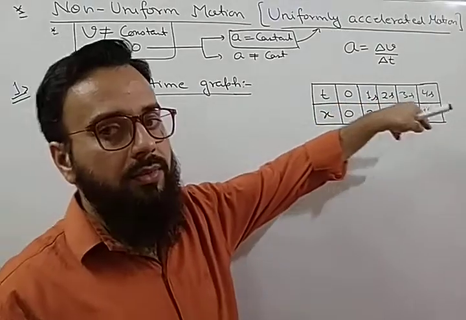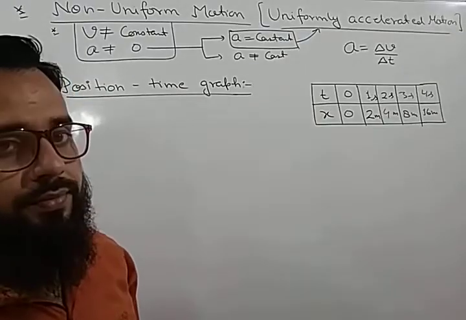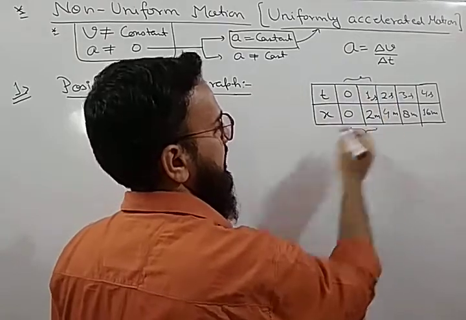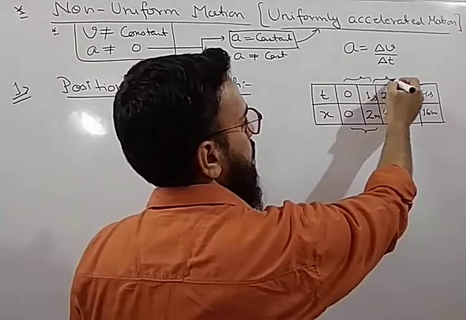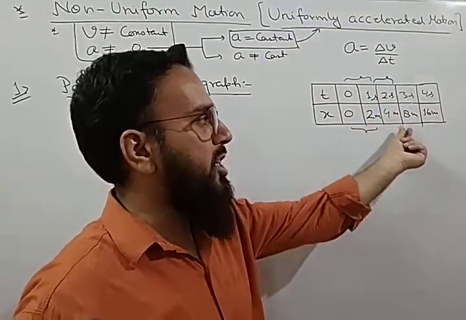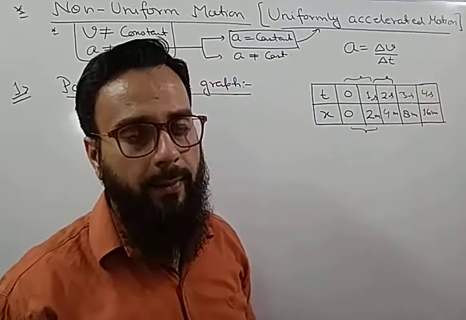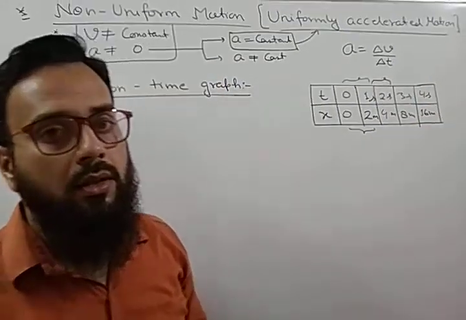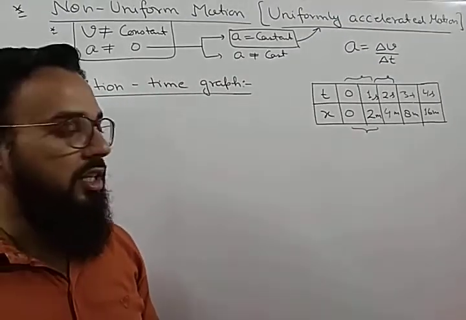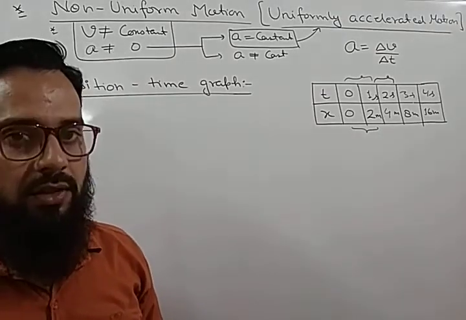With respect to time, for every 1 second, is the displacement the same? From 0 to 1 second, displacement is 2. From 1 to 2 second, displacement is again 2. But from 2 to 3 second, displacement is 4 meter. Then from 3 to 4 second, displacement is 8. It means that for every particular interval of time, the displacement is not constant. Displacement is also changing with the time interval.